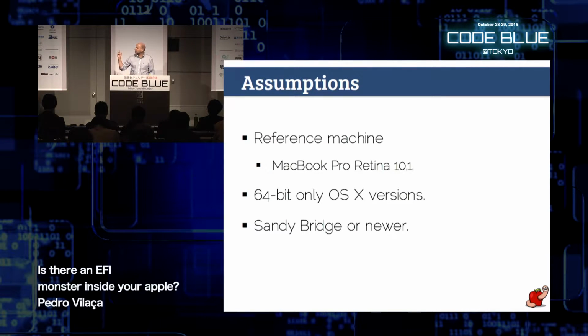And also the Sandy Bridge or newer chipset. This means that, for example, Core 2 Duo machines, I'm not interested in. I will show you why. Those machines are basically breakable. They are not secure, so if you use those machines, just buy a new one.